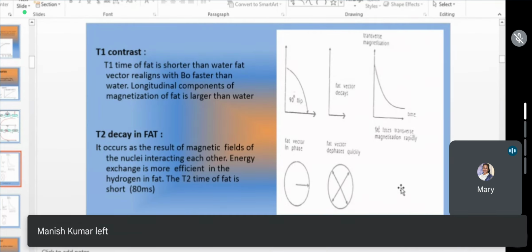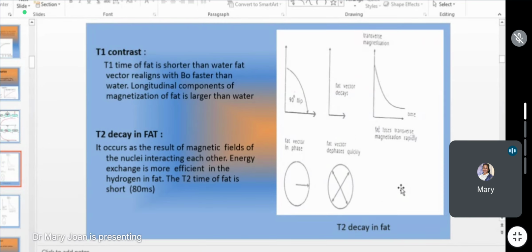T1 contrast: the T1 time of fat is shorter than water. The fat vector realigns with B0 faster than water. Longitudinal components of magnetization of fat are larger than water.